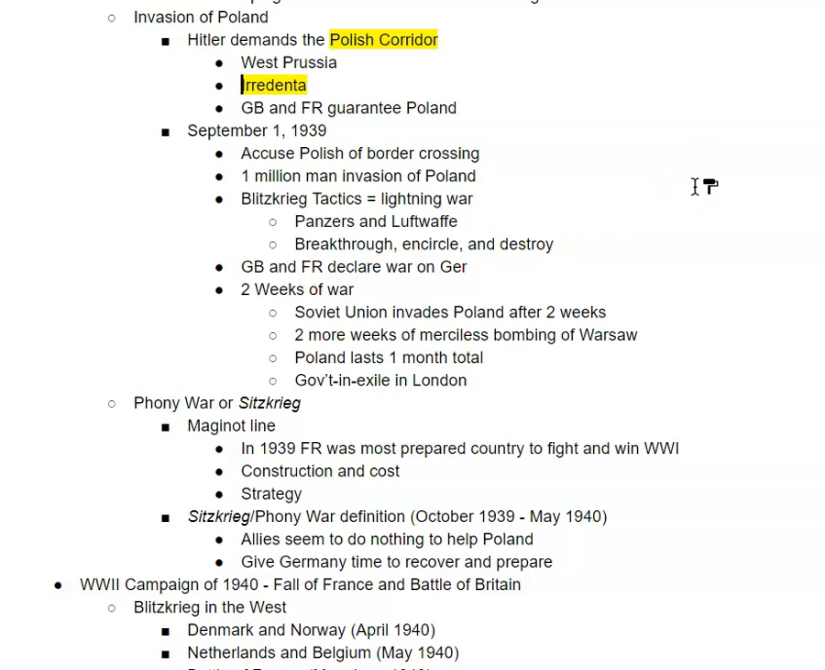So on the morning of September 1st, 1939, a million-man German invasion of Poland begins, and the key to the German success are the new Blitzkrieg tactics, German for lightning war. The key is concentrating your tanks in German panzers and your air force in German the Luftwaffe, and you use your air force and your artillery to hammer enemy weak spots, hammer their communications, their headquarters, supply lines, and then you concentrate your tanks. You don't need necessarily more of them.